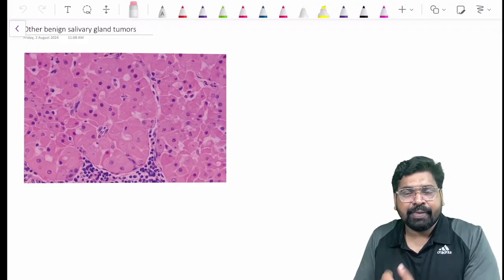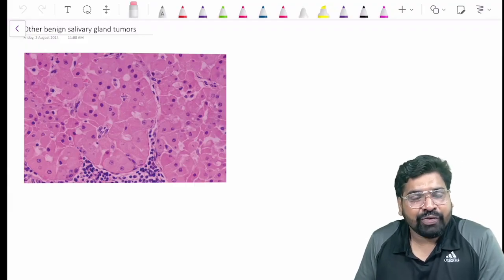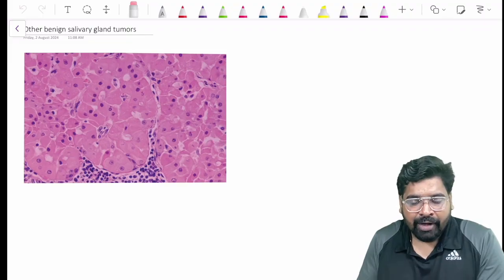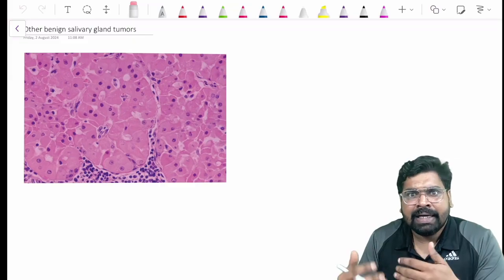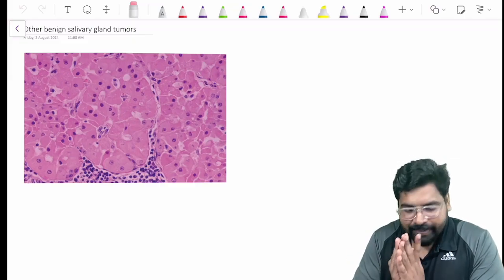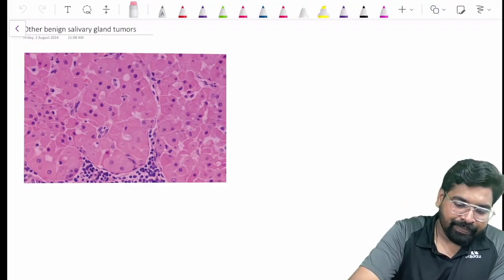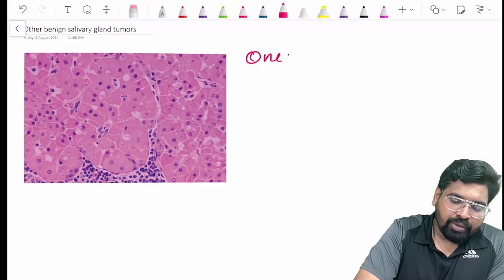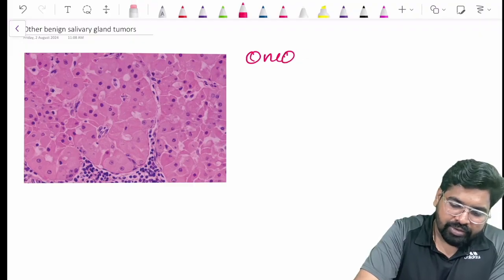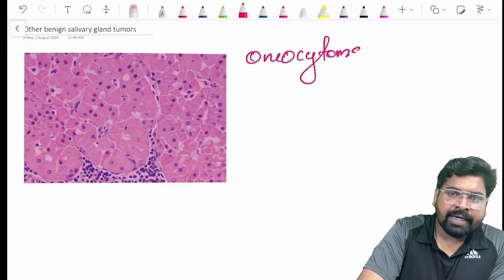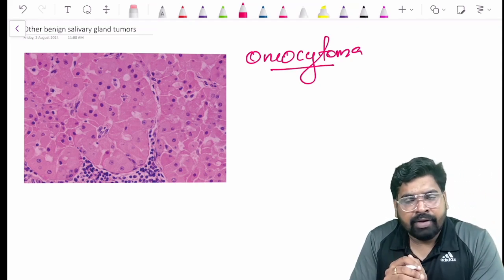So we were discussing salivary gland tumors, and we have discussed pleomorphic adenoma and Warthin's tumor, the main benign tumors. Now in this video, I will discuss other benign salivary gland tumors which are important for your NEET examination. One among that is oncocytoma. Oncocytoma.